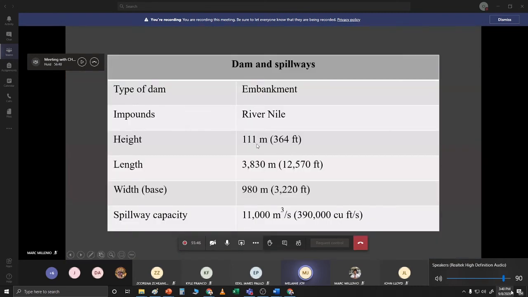So, yung dam and spillway po is type of dam, embankment, impounds or yung pinaka-source river po is River Nile. Yung height po niya is 111 meter or equivalent din po siya sa 364 feet. Yung length po is 3,830 meter, which is equivalent din po sa 12,570 feet. Yung width po niya, yung pinaka-base, 980 meter po. Tapos yung spillway capacity po niya is 11,000 cubic meter per second.